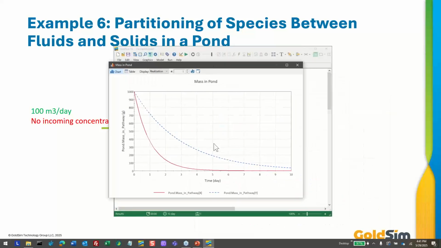And what we see happening here is, remember, the pond has 100 cubic meters per day of water flushing through it. You'll notice that X flushed out very quickly. By 5 or 6 days, all of the mass had left, whereas Y took much longer to flush out of the system. Well, that's because Y was partitioned onto the sediment, whereas X was not partitioned onto the sediment.